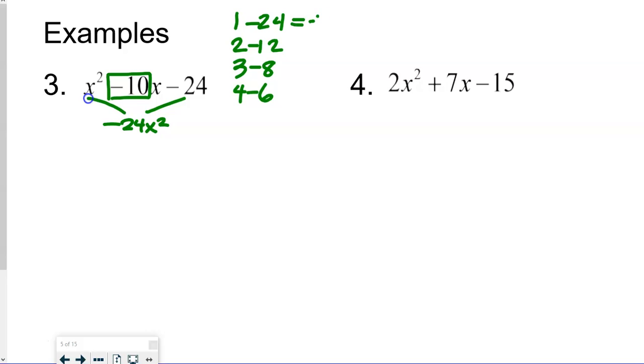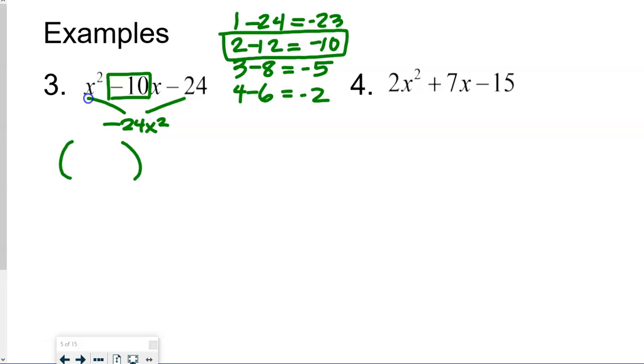So this would be negative 23. This would be negative 10. This would be negative 5. And this would be negative 2. So which one of those gave us the number we were looking for? This one right here. So this time when we do it, we put again our x in both sets of parentheses, x and x. This time we're going to put plus 2 and minus 12. Those are the factors. And again, you can check this by doing the box method if you want to double check it.